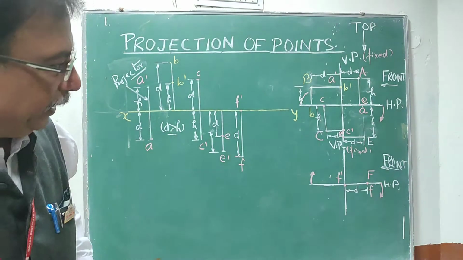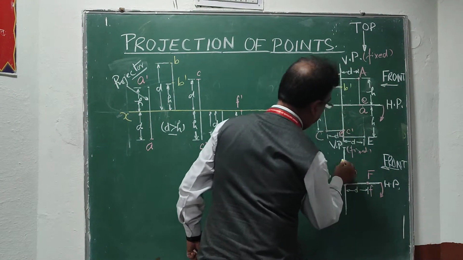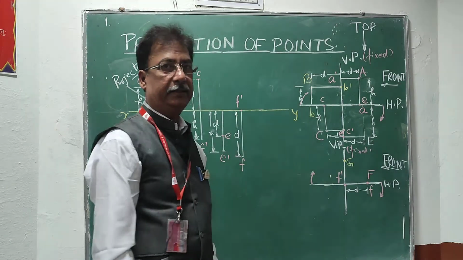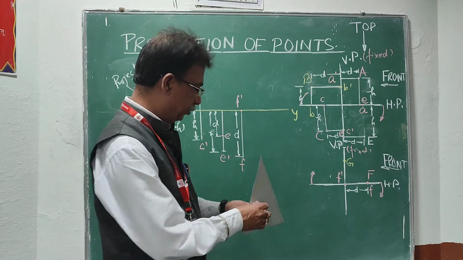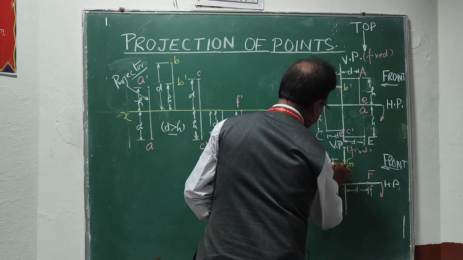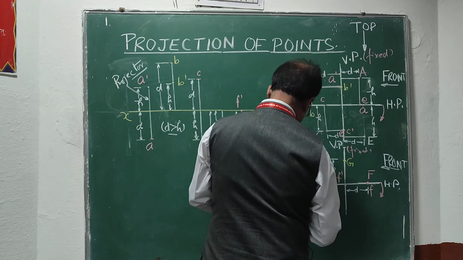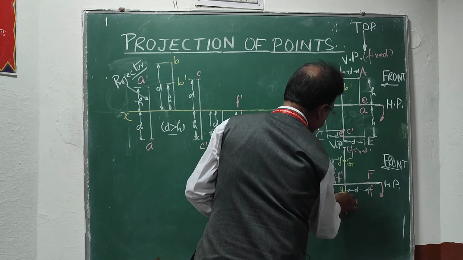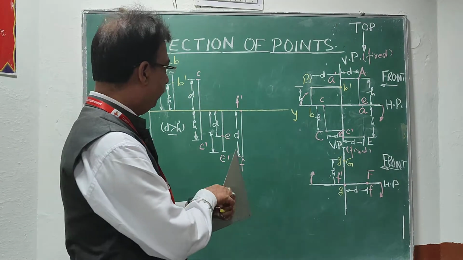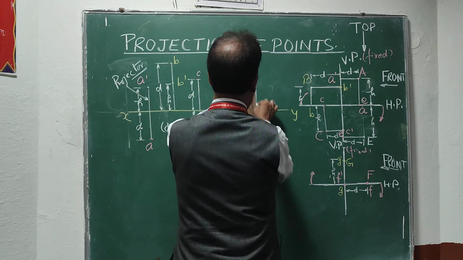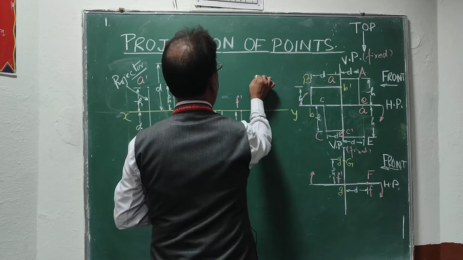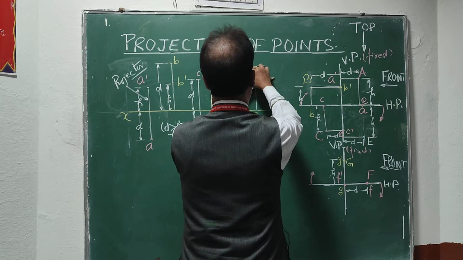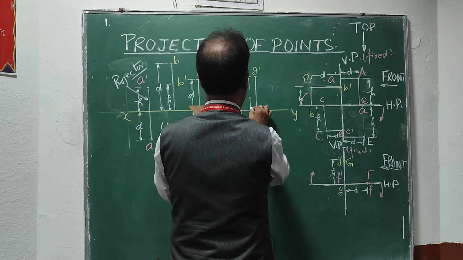Another option, if I want to take another point that may be on the VP, suppose capital G point. Now the point G will be on the VP and above the HP by some distance, suppose h. Now the projection will be the same point, G dash, and the top view will be on the reference line. So there is no need of rotation, directly you can plot like this. The point above will be G dash and this point will be small g, and the distance will be small h.